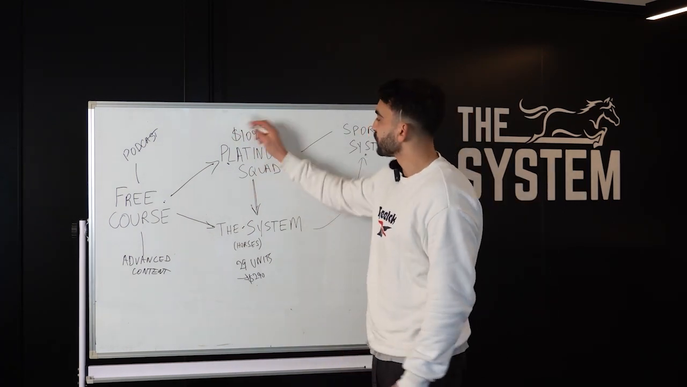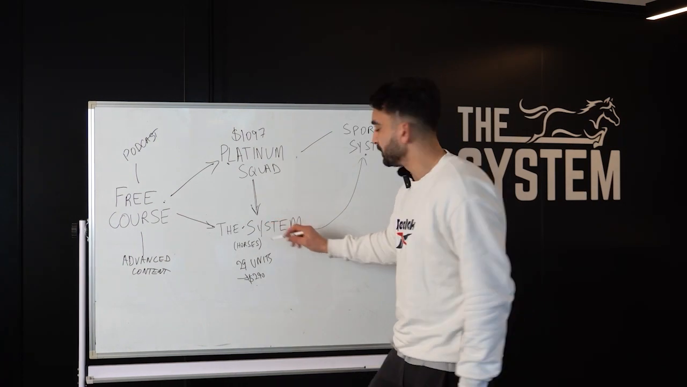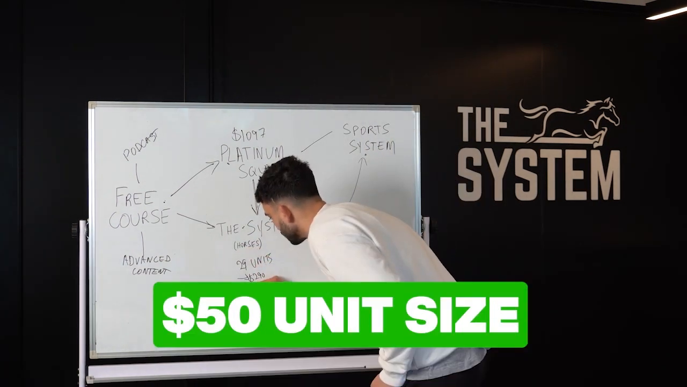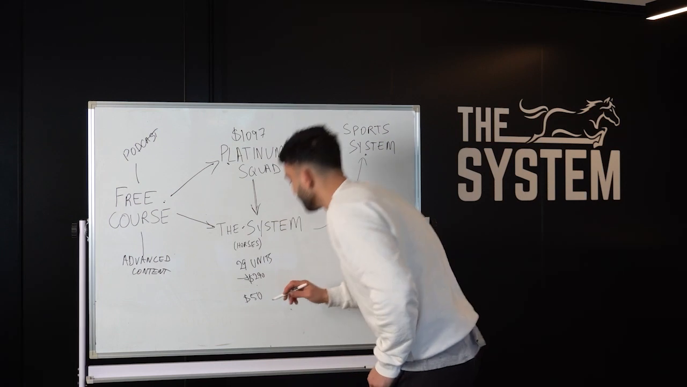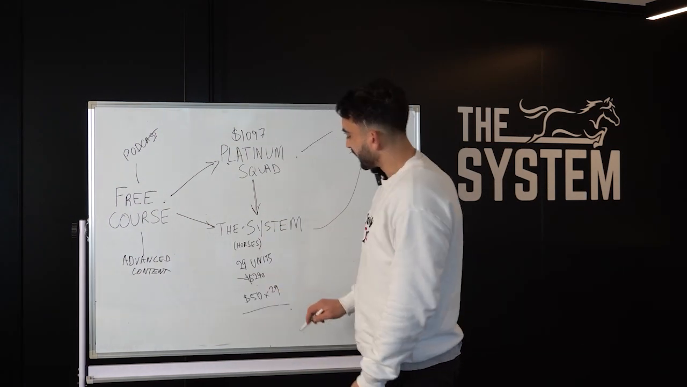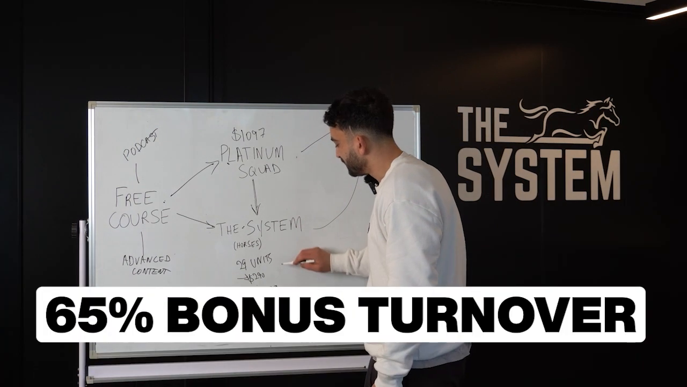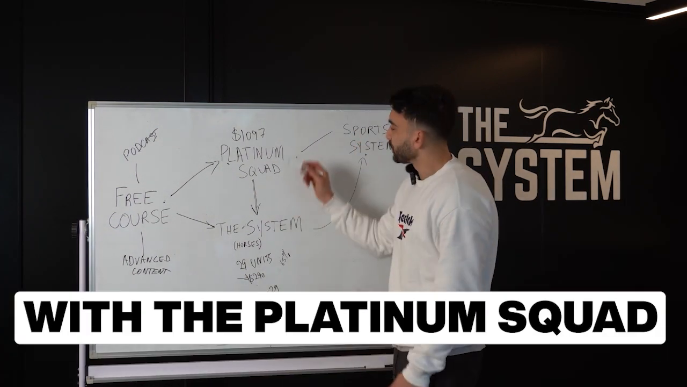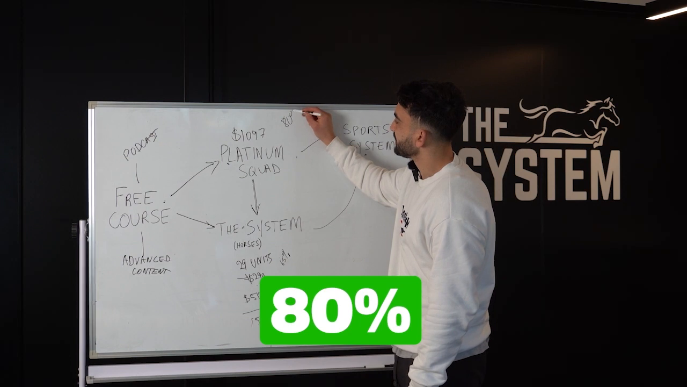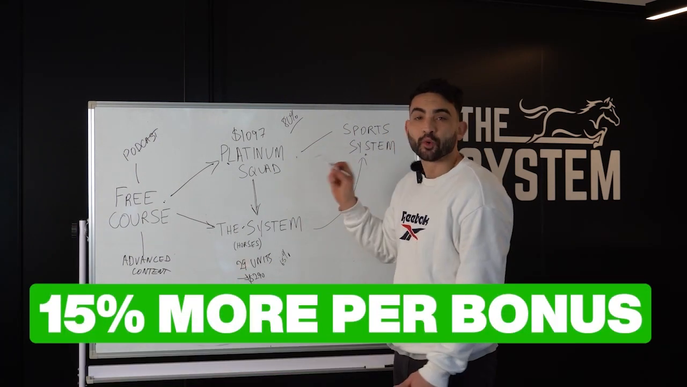Let's assume we've joined the Platinum Squad, we move to the system. After 6 months, we hit a $50 unit size. We then start averaging 29 units a month. You can work that out. That's roughly $1,500 a month. Now, this is at 65% bonus turnover. With the Platinum Squad, you're going to learn how to turn your bonuses over at 80% on average. So there's 15% more per bonus.